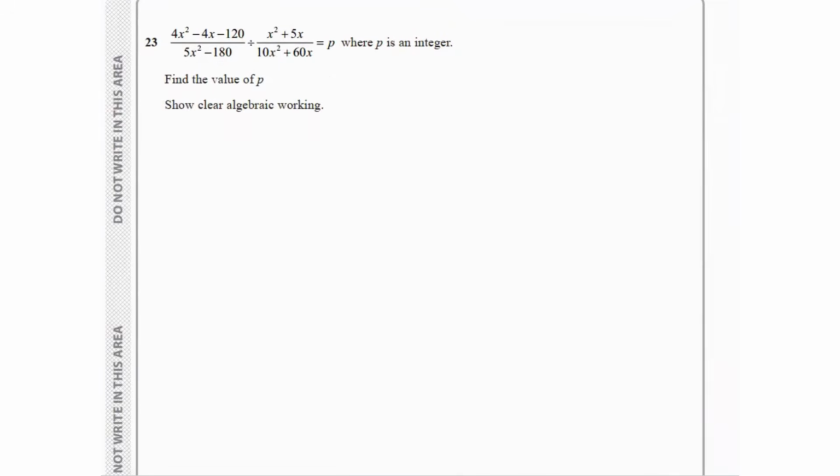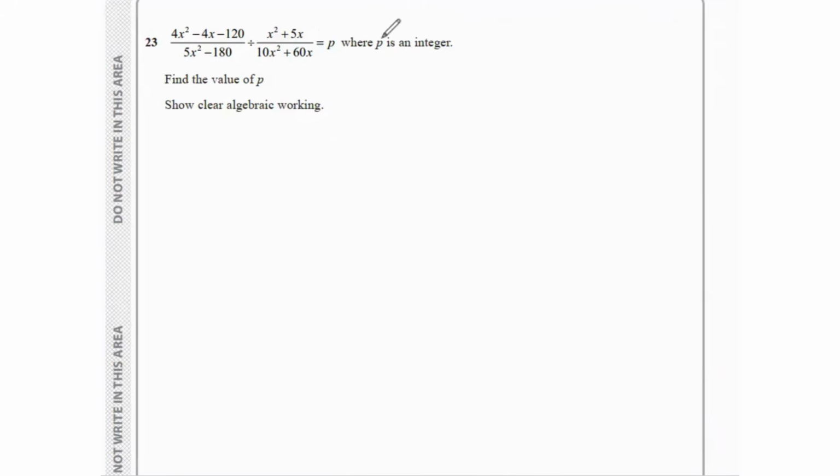Then we have algebraic fractions. 4x squared minus 4x minus 120 is divided by 5x squared minus 120. Then divided by another fraction, which is x squared plus 5x divided by 10x squared plus 60x. And this entire thing equals to p, where p is an integer. We have to find the value of p.